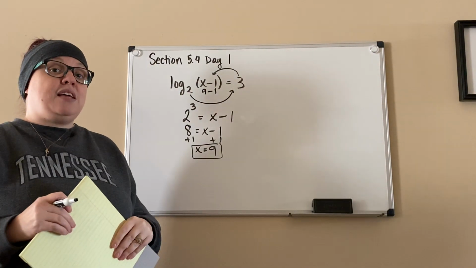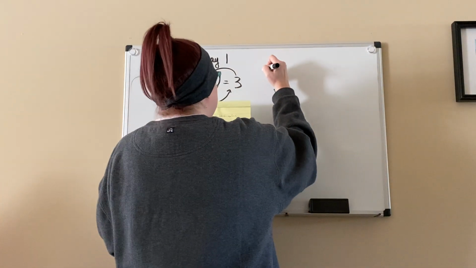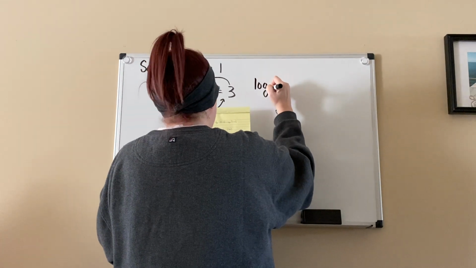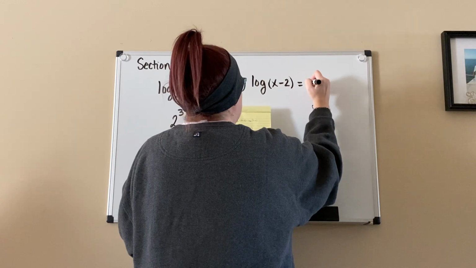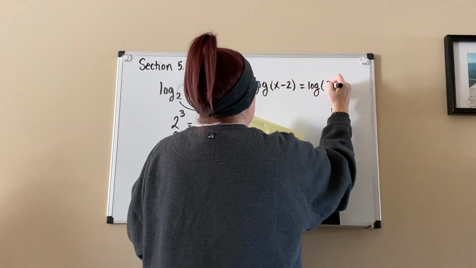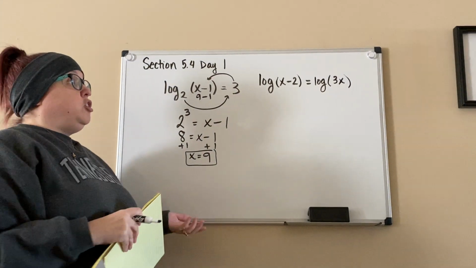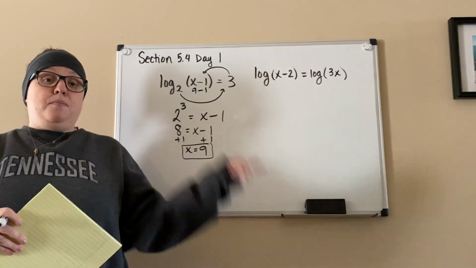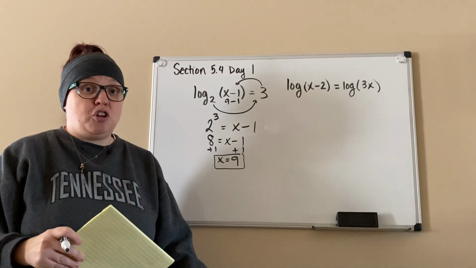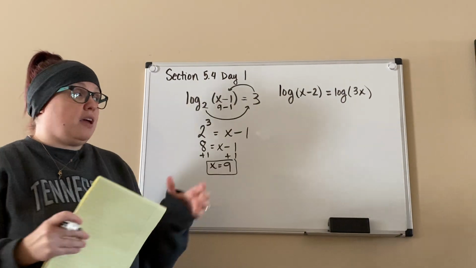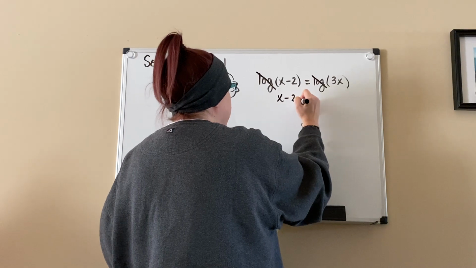So let me show you an example of when it is negative or when it is 0. If I gave you this situation, log of x minus 2 equals log of 3x. This is an easier log equation because you don't have to go around the circle with it, because there's log on both sides. So in this situation, when there's log on both sides like this, you can cancel the log and just set the insides equal to each other.